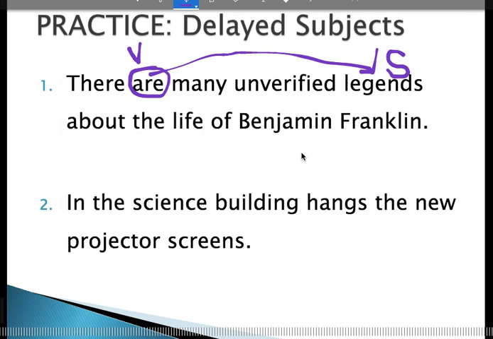So example 2, in the science building hangs the new projector screens. So first find the verb. What is the action in this sentence? Well, the only action that's happening here is hanging. So who or what is hanging? Well, the screens. The screens are hanging. So here the verb is hangs and the subject is screens. So if you follow those steps, first find the verb, then find the subject, you'll never have a problem.